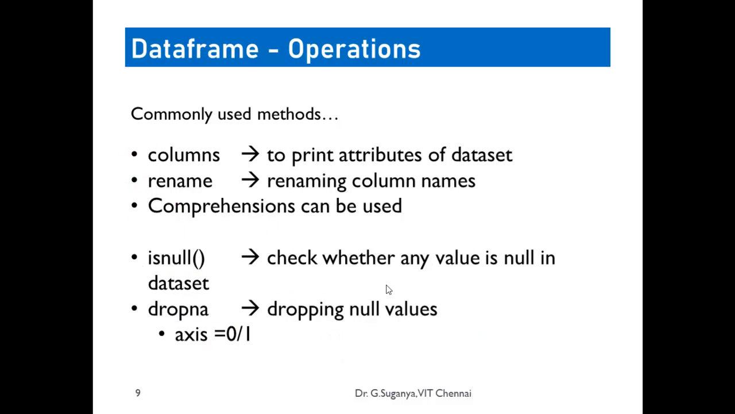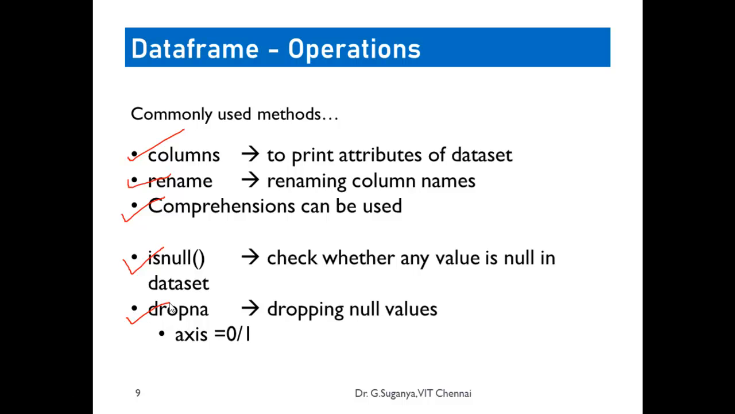Okay. And among the commonly used methods, you have columns to print the attributes of the data set, and you have rename. Suppose while importing, if you feel the name length is too long and you want to rename, you can do so. All sets of comprehensions can be used. Let's say the entire value can be summed with an extra value of 5. That's possible. You can check whether null values are present in the data set. This is more useful. And if you want to drop the rows or the columns that have null values, you can use dropna. Okay.